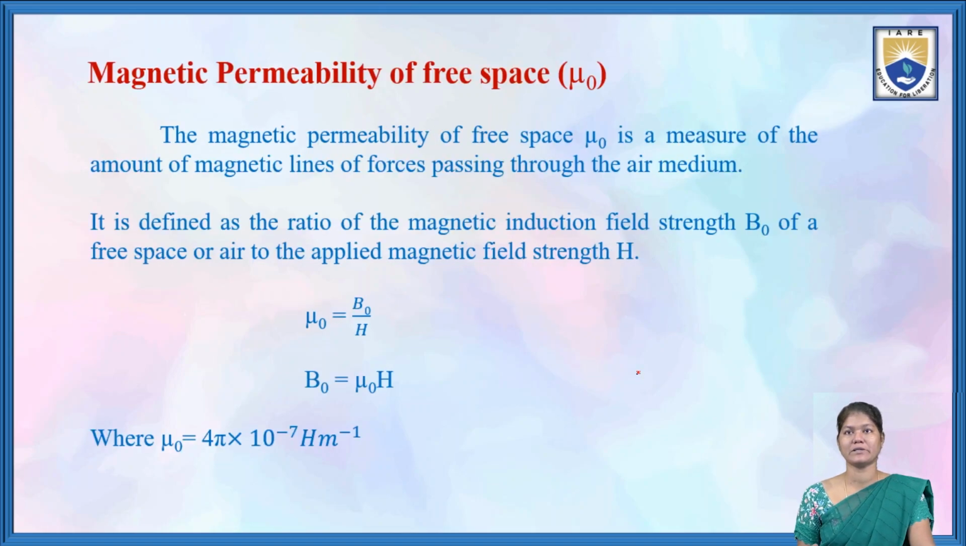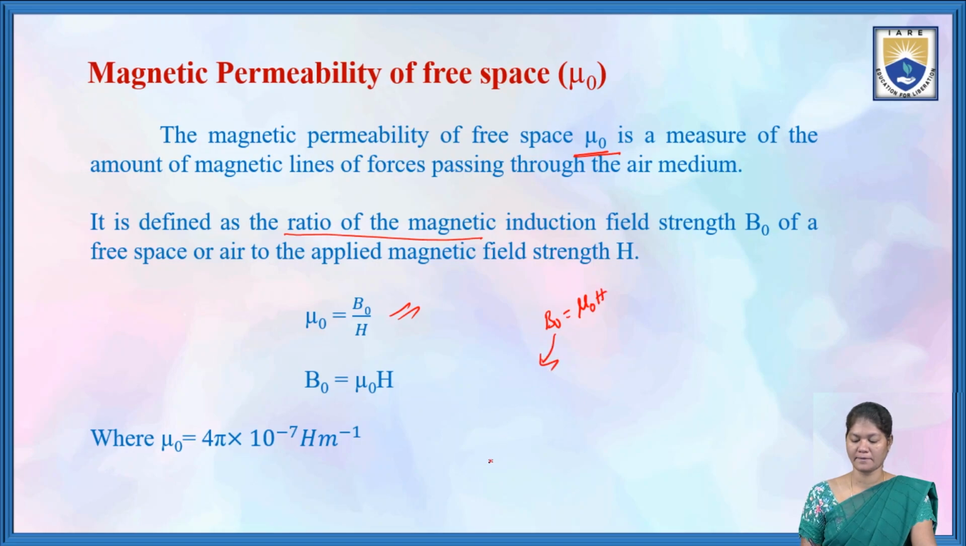Coming to the magnetic permeability of free space, mu naught. It is a measure of the amount of magnetic lines of force which are passing through a medium, and that medium is specifically air. It is defined as the ratio of magnetic field induction strength B naught of free space or air to the applied magnetic field strength. So mu naught is equal to B naught by H, where B naught is equal to mu naught H.